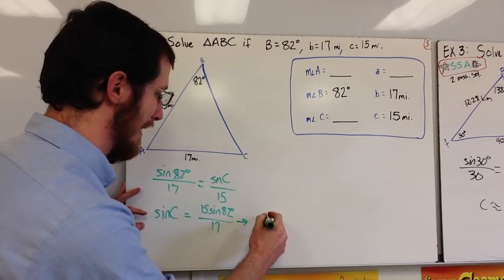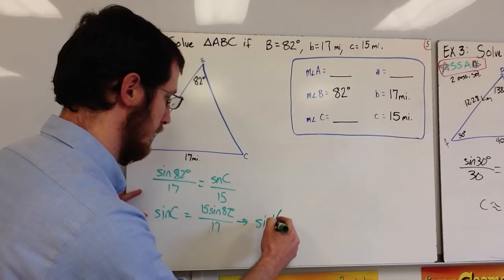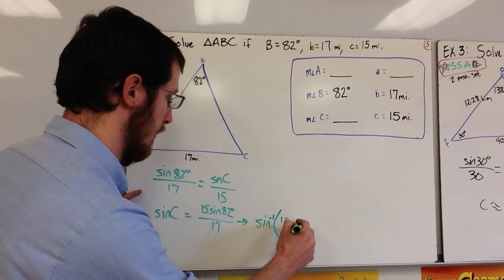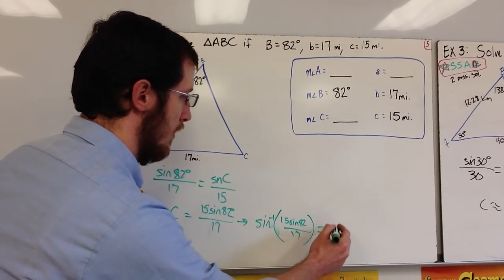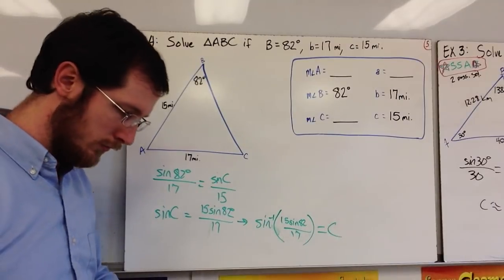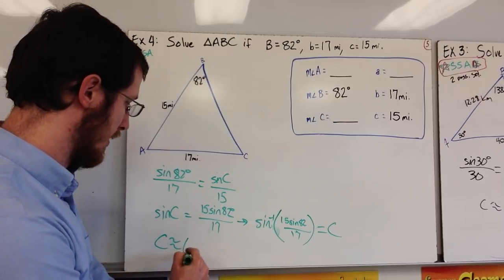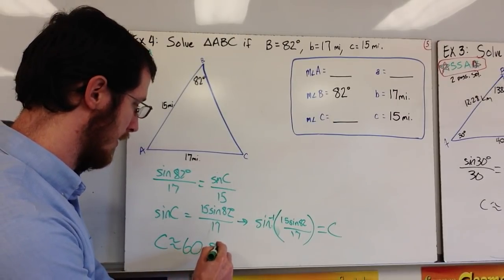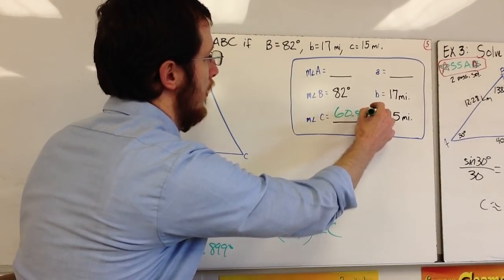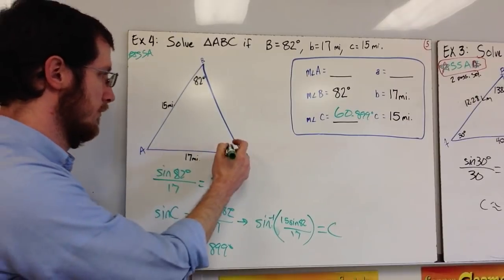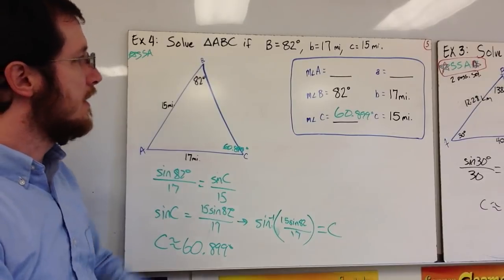Okay, so that tells us that the inverse sine of 15 sine of 82 over 17 is going to give us C. Okay, putting that in our calculator, C is approximately 60.899 degrees. All right, so there's our angle C.